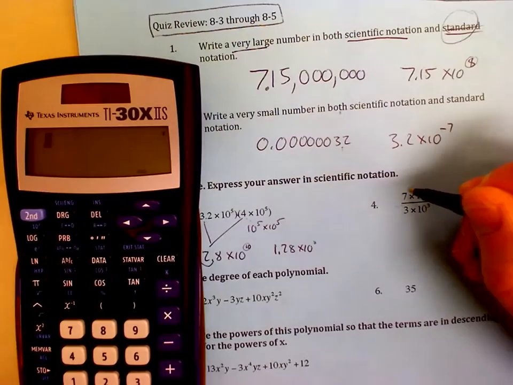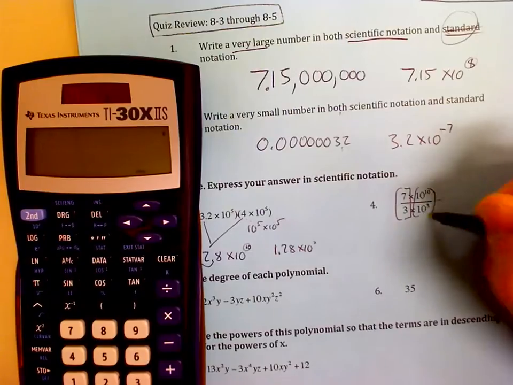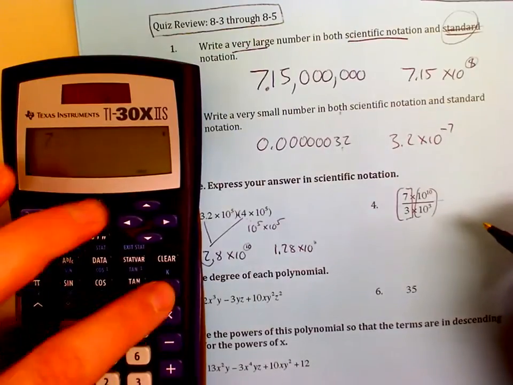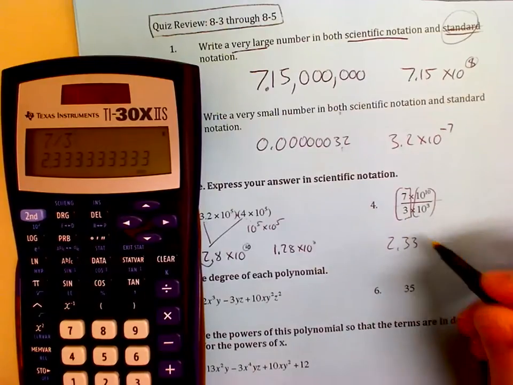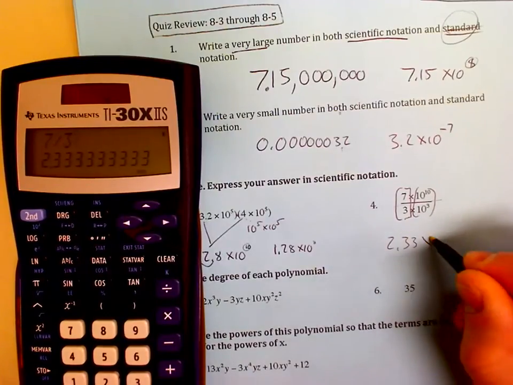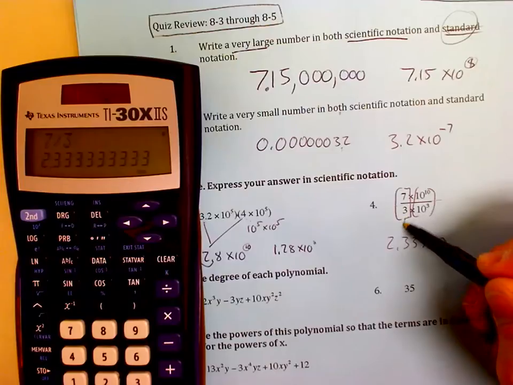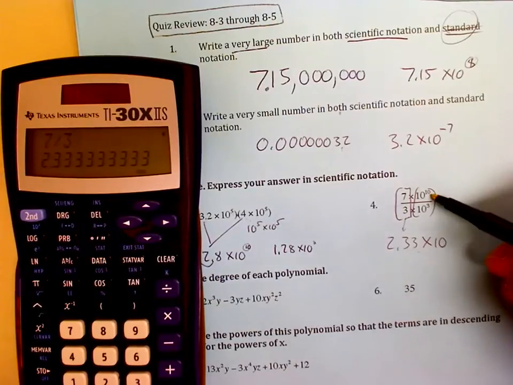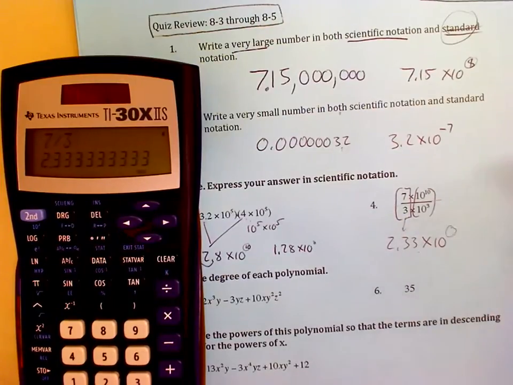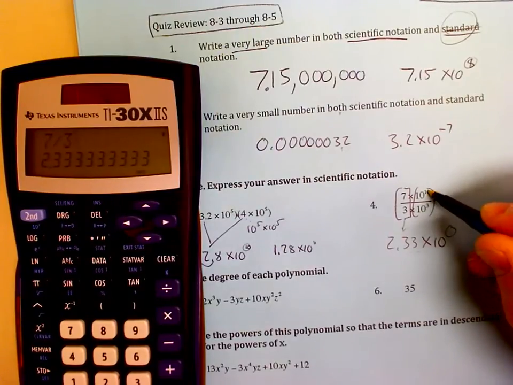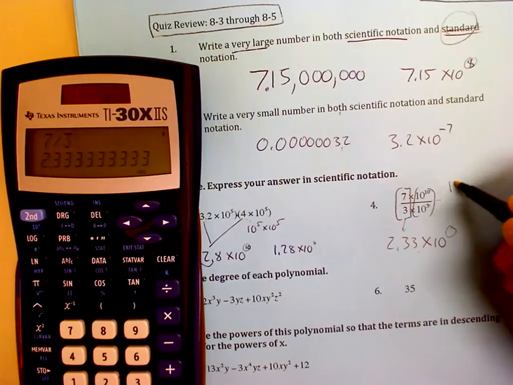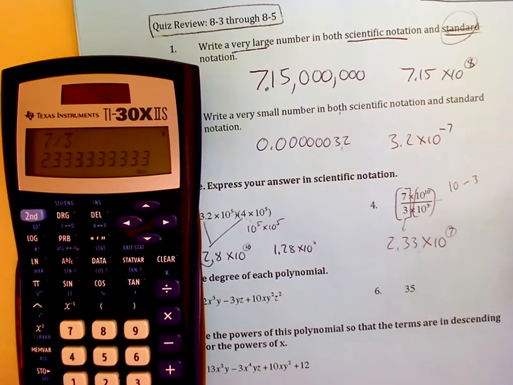Alright, next, I'm going to break this into two different parts. 7 divided by 3, that gives me 2.33, and it keeps on going. I'm going to stop right there. Times 10, so this gives me the 2.33. This is going to tell me what to write up here. So this is division, so I subtract the power. So 10 minus 3, 7.